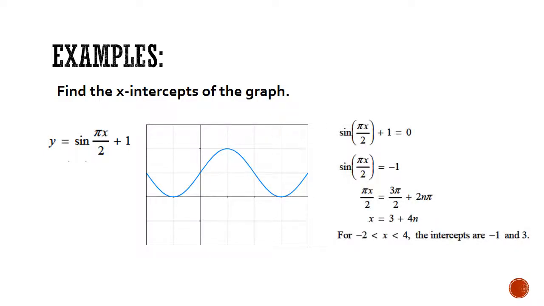And you see, we solved this pretty easily. We got pi x over 2 equals 3 pi over 2 plus 2 pi n. And then we multiply both sides by 2 and divide by pi. And that gives us 3 plus 4n. And in the graph itself, the intercepts are at -1 and 3. I know you're thinking, well, I can count and see that, but it could be a little off, so you need to be careful and you need to do the algebra.